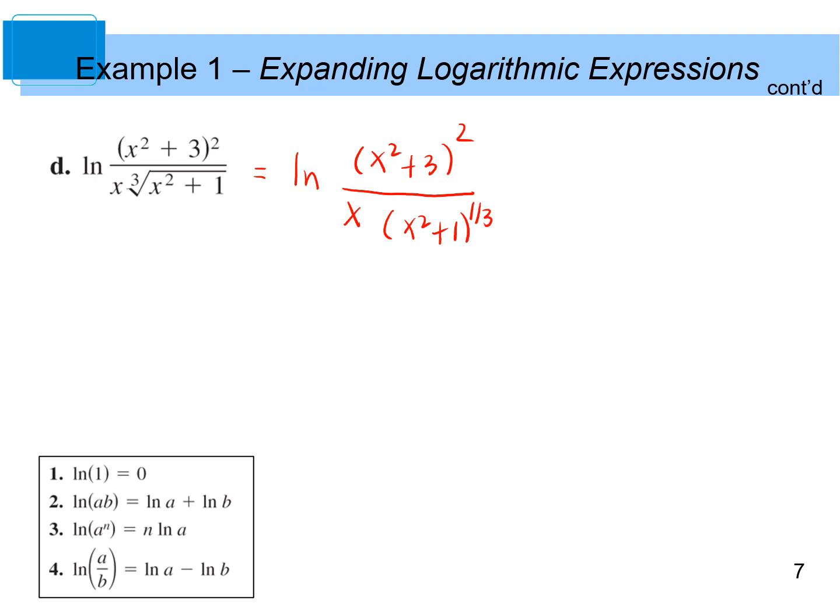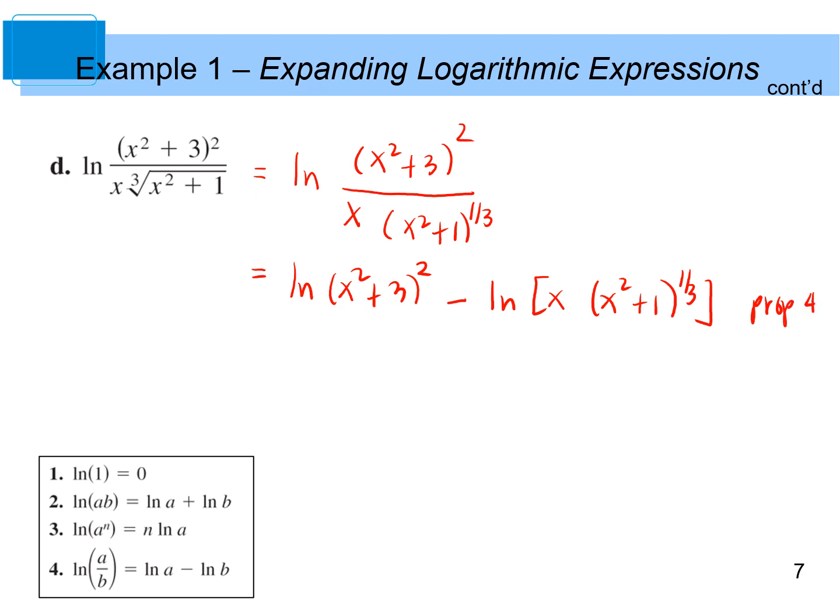Now, first, we use property 4 to separate our numerator and denominator. So we have ln of (x squared plus 3) raised to 2, minus ln of the entire denominator, which includes x times (x squared plus 1) raised to 1 over 3. So here we applied property 4. We separated our numerator and denominator.